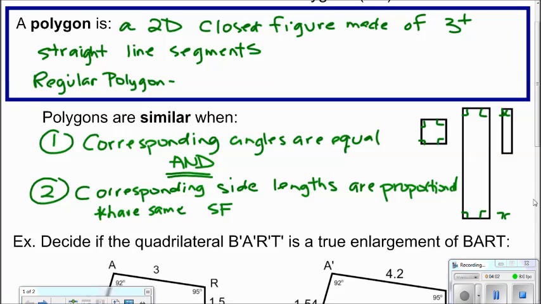So we're going to measure the side lengths, and when I measure them, we're going to say that the square has side lengths that are 2 units long. And so that width is also 2, and then the width of the smaller rectangle is 1, and the height of the large rectangle, let's say, is 6. So then the height of the smaller rectangle is 3. So then we need to see if any of those side lengths are proportional, so they have the same scale factor.